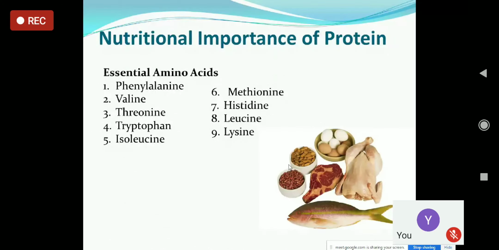So coming to the proteins, protein in the food provides the essential amino acids. I hope you know the names of the essential amino acids. These are the amino acids that the body cannot synthesize and they need to be provided by diet.